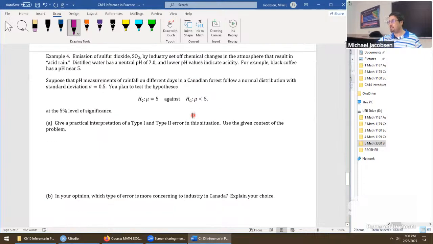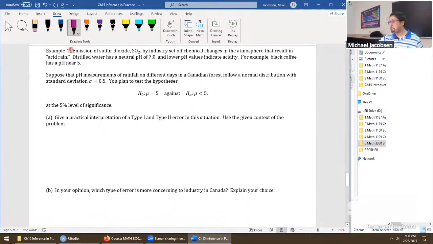Here's that next problem. We're told to start this off: emission of sulfur dioxide, SO2, by industry set off chemical changes in the atmosphere that resulted in acid rain. I grew up in the 80s, so we heard about this all the time. We talked about how the Lincoln Memorial was starting to crumble, that kind of stuff. Good information here is that distilled water is neutral at pH 7. Lower values indicate acidity, and black coffee is a pH of 5. So pretty acidic relative to distilled water. All this is context so far, but it looks like it's all about sulfur dioxide in the atmosphere.